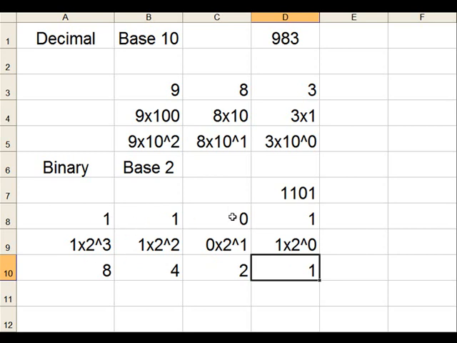So let's go back to our number 1101. 1 times 2 to the power of 3 is 8. 1 times 4 is 4. 0 times 2 is 0. Anything times 0 is 0. And 1 times 1 is 1. So we have 1101 representing 8, 4, 0, and 1. And the sum of those is 13. So this binary number is the same value as the number 13 in base 10.